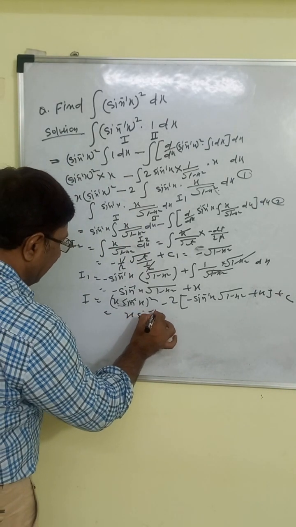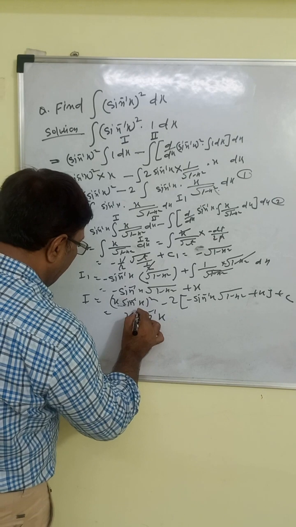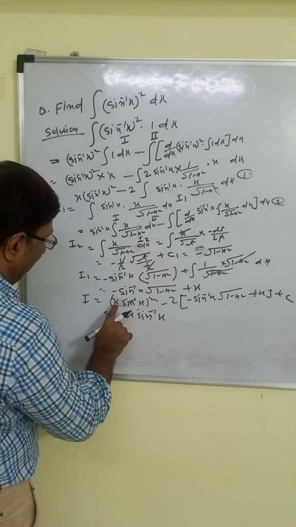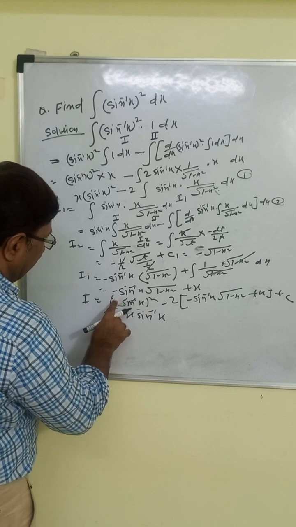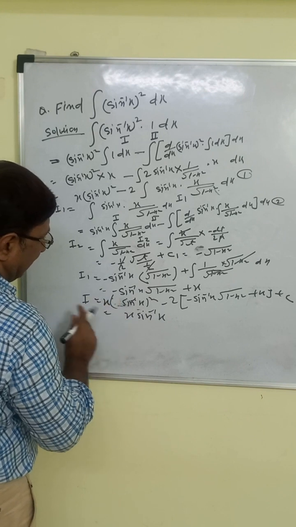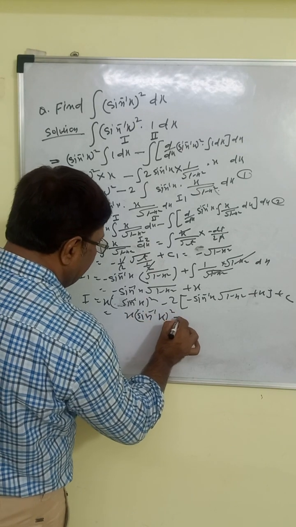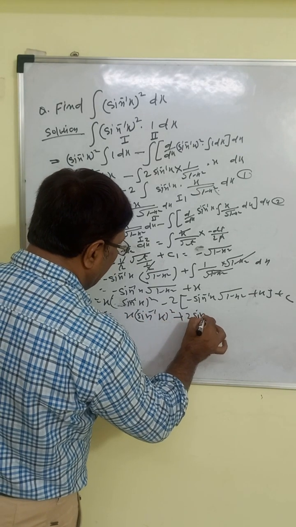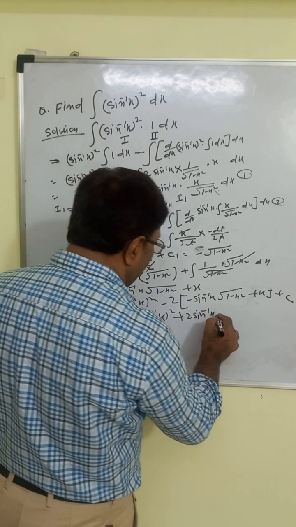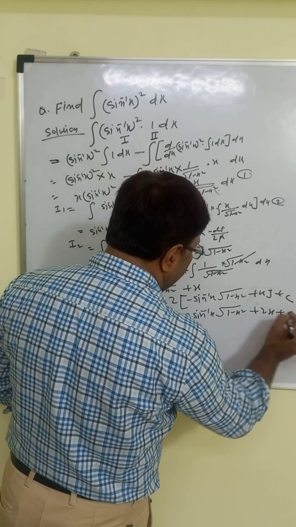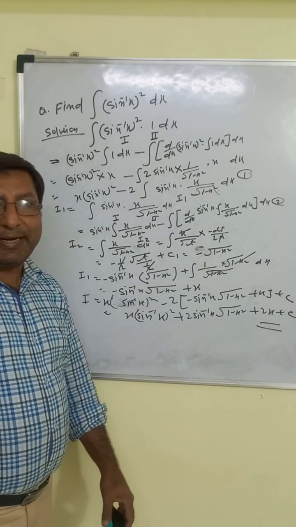x sin inverse x, or x sin inverse x whole square. So only x into sin inverse x whole square, and this is minus, minus, plus. So 2 sin inverse x and root under 1 minus x square, plus 2x plus c. This is our correct answer.